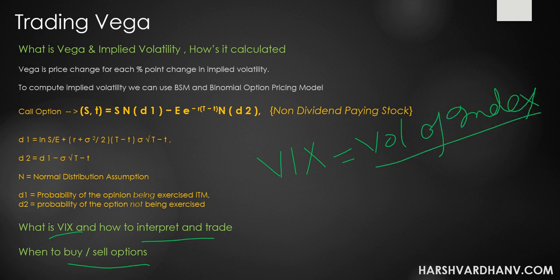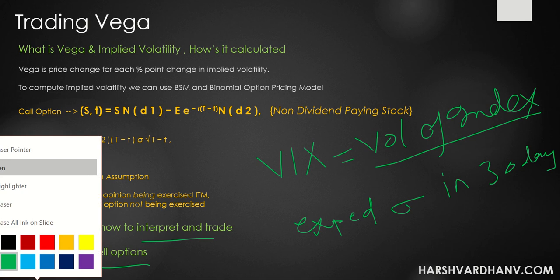It was, I think, coined by the CBOE, the Chicago Board Options Exchange, a derivatives exchange. And what it basically is, is the expected volatility in the next 30 days. So why is it important? Why are we discussing VIX?